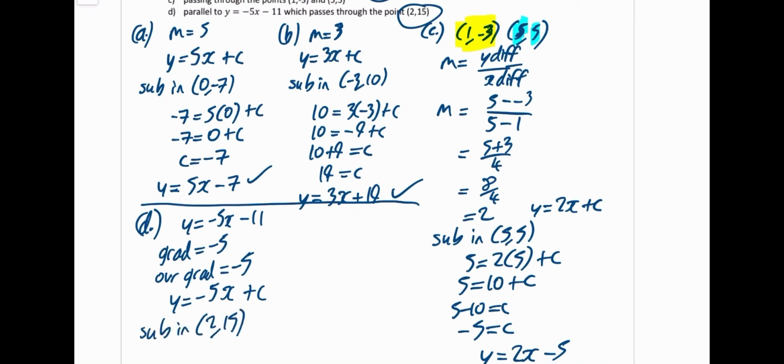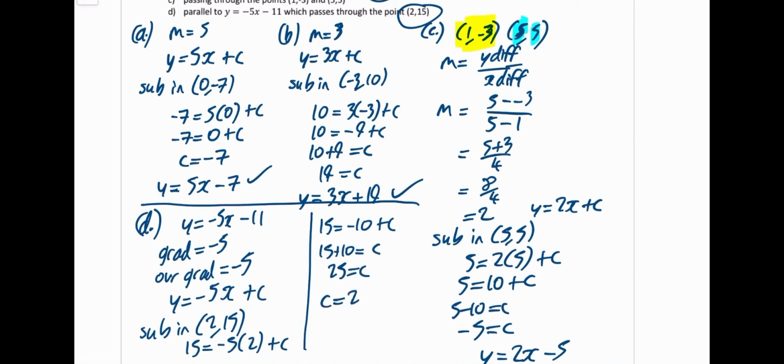We'll sub in 2, 15, which gives you 15, my y value, is equal to minus 5 times 2 plus c. And we'll just continue that over here. That means 15 is equal to minus 10 plus c, which means 15 plus 10 is equal to c, which means 25 is equal to c. So your c is equal to 25. And your last line, y is equal to minus 5x plus 25.